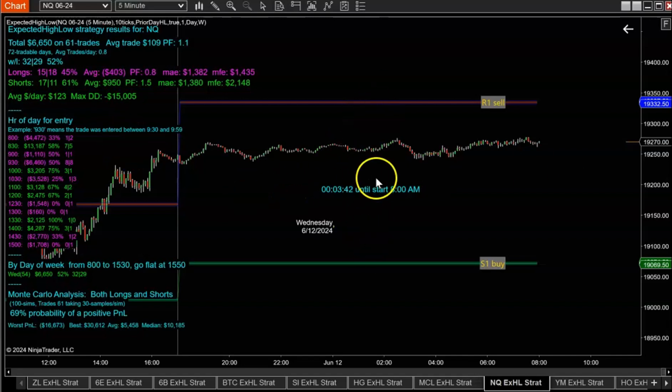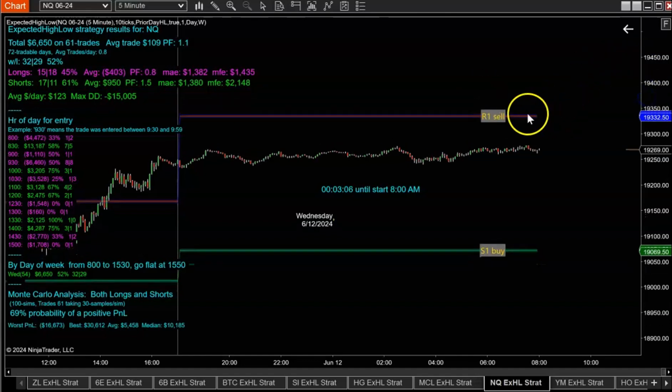Now, if we just follow the default set of signals, we are winning $6,600. Our win rate is 52%. Monte Carlo analysis shows a 69% probability of a positive P&L based on the 61 trades we're taking. So not too bad. I mean, for the Nasdaq, $123 is a momentary move. So something to consider. You really want to be looking for those oversized moves.